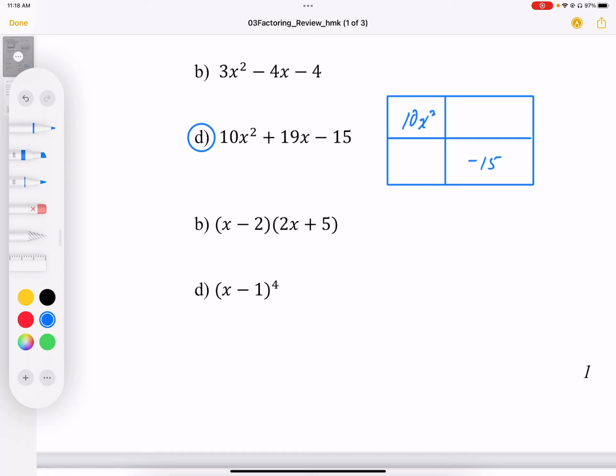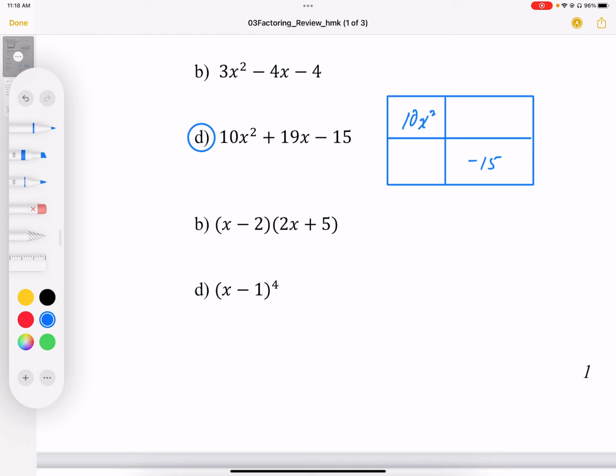For D, we're going to factor 10x squared plus 19x minus 15. So the first thing we always do is check for a greatest common factor. With 10, 19, and 15, there is no greatest common factor. So then we need to factor this with a leading coefficient of 10.